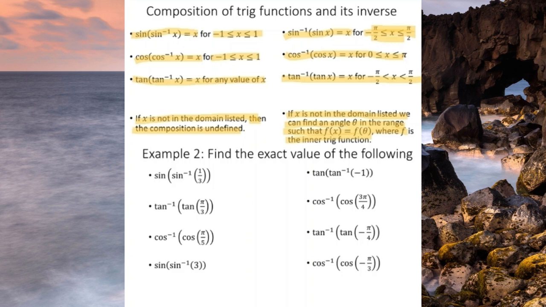Since we're evaluating sine of sine inverse, we want to check to make sure the 1/3 is between negative 1 and 1, as indicated by the top left rule. Since 1/3 is between negative 1 and 1, then according to our composition properties, the sine and sine inverse will cancel, leaving us with 1/3.